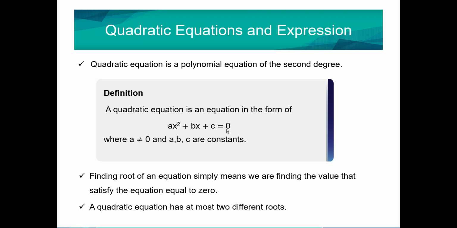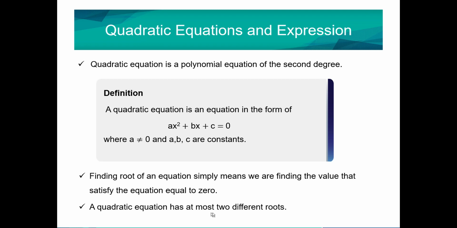So this is the standard form of the quadratic equation, where a cannot be 0, because if a is 0, you are not having the power 2 in your equation. Thus, you are not having a quadratic equation, but you are having a linear equation, where the values of a, b, c are constants. Finding the root of an equation simply means we are finding the value that satisfies the whole equation equal to 0. So we equalize the whole equation to 0 and we are finding what is the value of x that satisfies the whole equation.